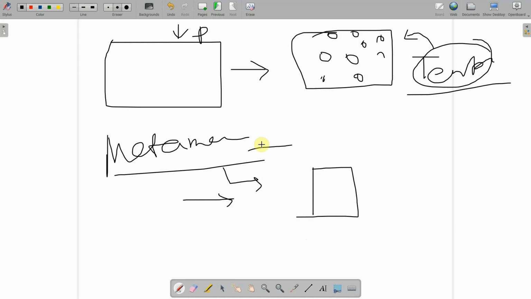Let's say it's not becoming what it should be. Because of that, you will have another type. Because of that, you will have the low grade metamorphic rock like slate.